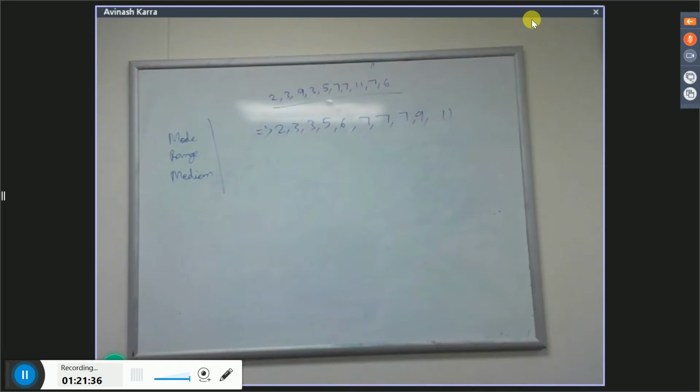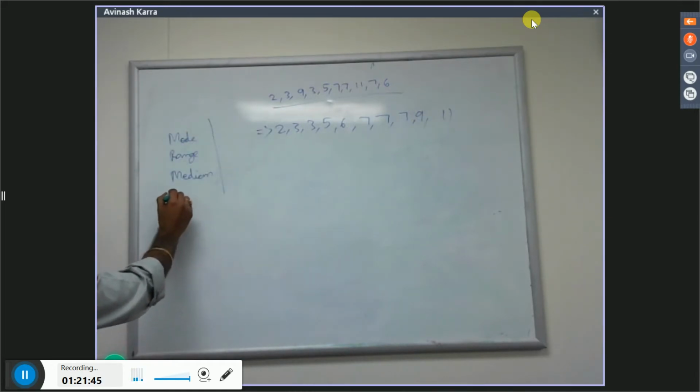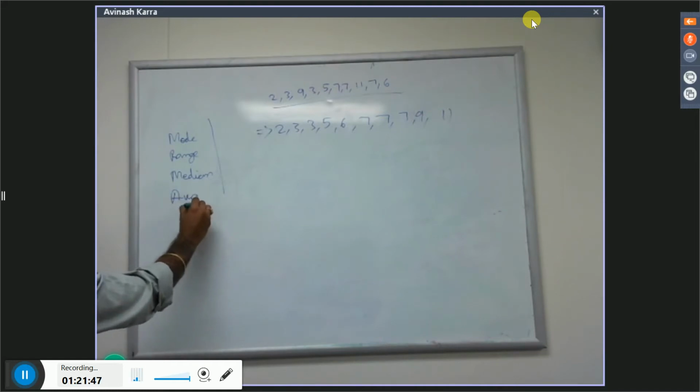Okay. So, what is mode? What is range? What is median in the sequence? And also, we can write the average as usual.